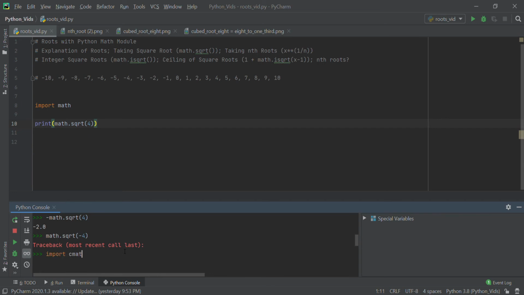And so cmath, C stands for complex, and perhaps a topic for another day, but just to show you quickly, cmath.sqrt of -4, and you see it gives you this complex number. Python actually uses J instead of I, which we discussed a little bit in one of my previous videos, I believe the one on exponents.